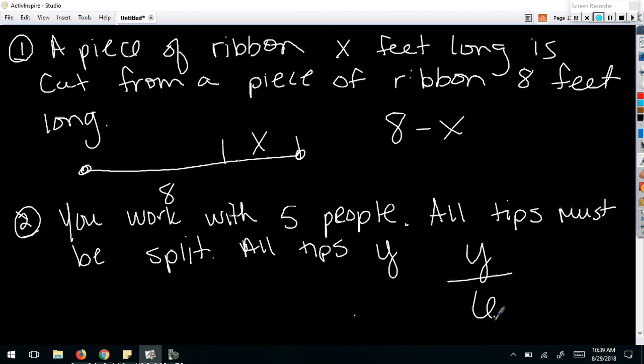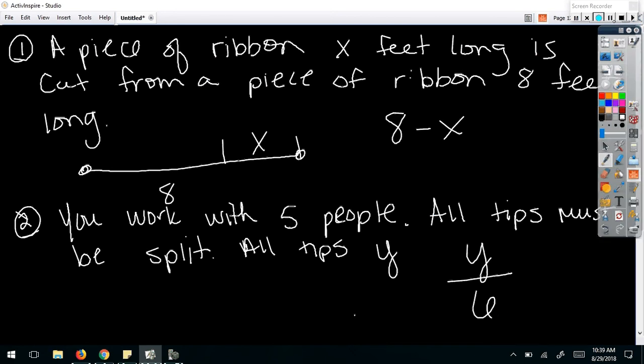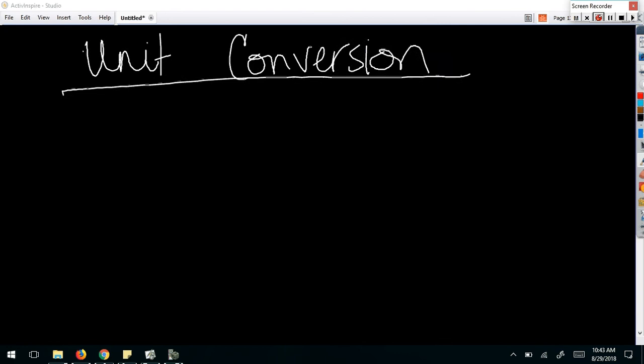Okay, on to the part I hate. Not hate, but just unit conversion. I hope at some point that you have seen this before. All right, so here's what you have to remember with unit conversion. You can multiply anything by 1 and it stays the same, right? We all agree with that.